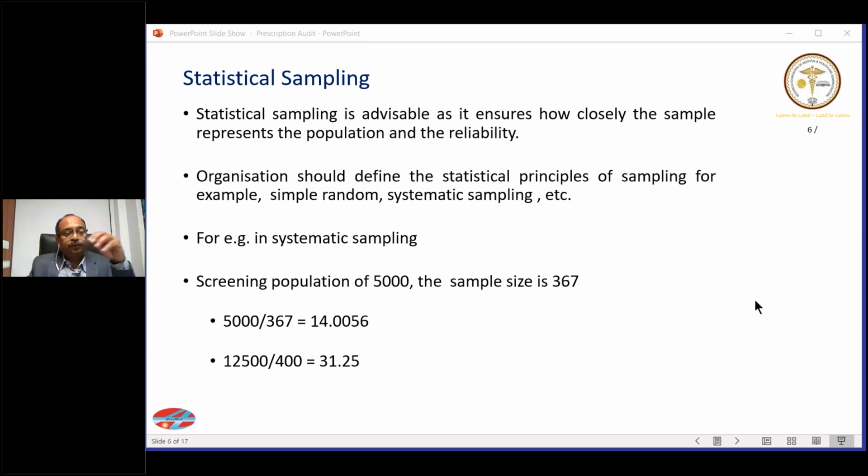Great. So based on this method, we have picked up our 400 samples out of the population of 12,500, and these samples are evenly spread throughout the population. You have picked up every 31st sample, so samples are evenly spread. So we are good till this point.